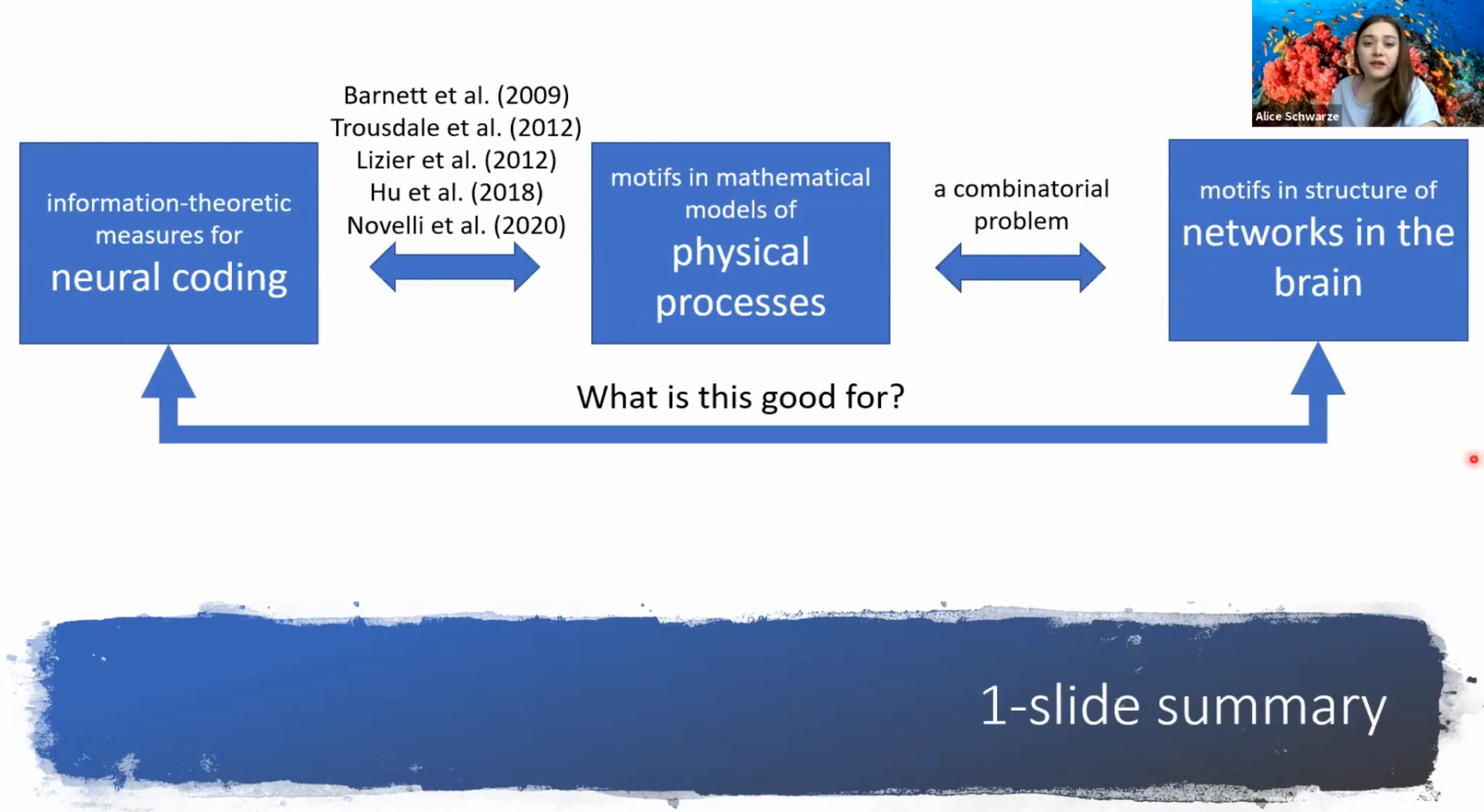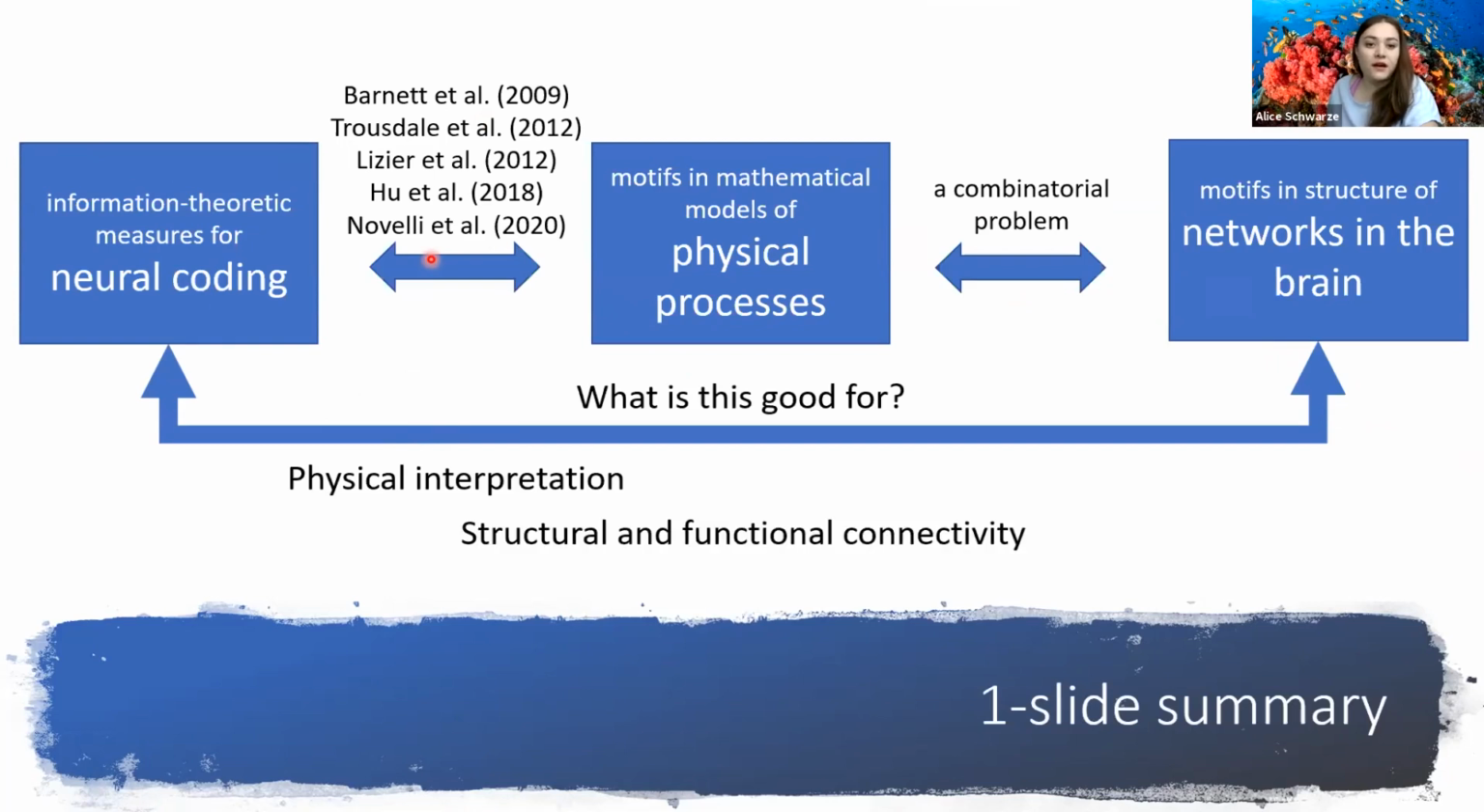So before I move on, I want to talk briefly about what I think this is good for. Connecting motifs in models of physical processes to information theoretic measures can give us a physical interpretation of the abstract measures that we use, for example, in IIT. And secondly, by making the connection between structure and information, we can get another way to go about understanding the relationship between structural and functional connectivity.